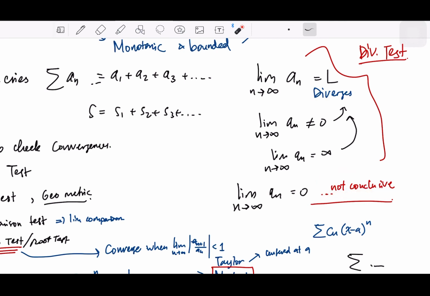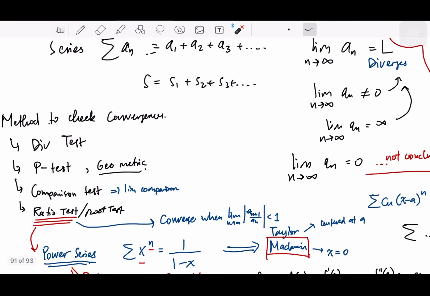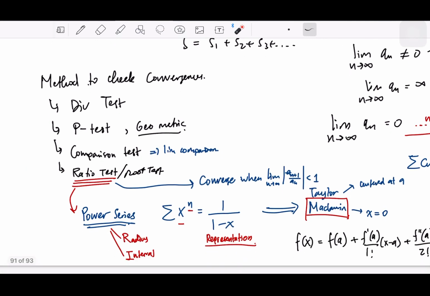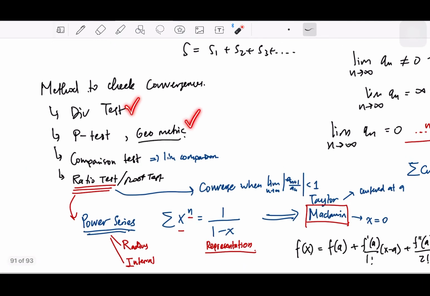Okay. And from here, we are going to have some methods to check whether the series is converged or diverged. We have the divergence test, p-series, geometric comparison, ratio or root test. Okay, and from all of this, we take the emphasis on the ratio test, in which we have a new way to set our series, which we call the power series.